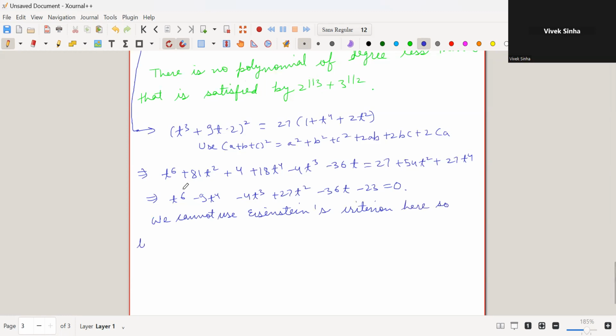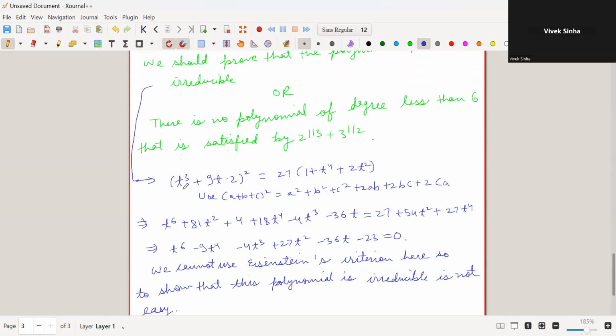So to show that this polynomial is reducible is not easy. Okay. So now what option are we left with? We are left with showing that there is no polynomial of degree less than 6 that is satisfied by 2^(1/3) + 3^(1/2).